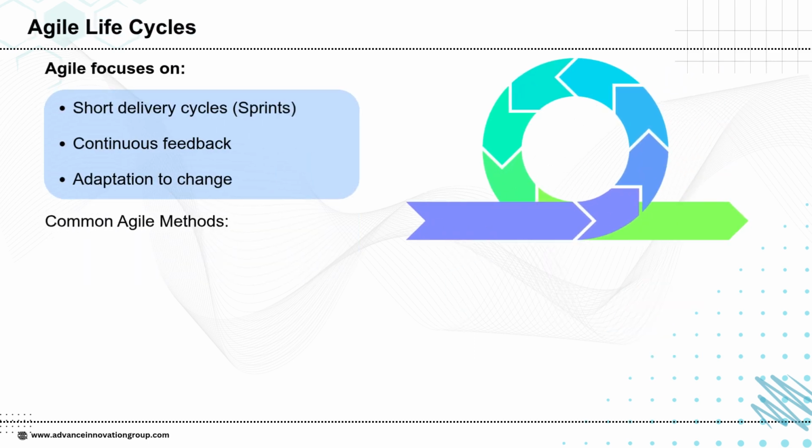Agile life cycles focus on fast delivery through short sprints, continuous feedback, and adapting to change. Different agile methods support this. Scrum works in sprints with daily stand-ups and backlog management. Kanban maintains continuous flow with WIP limits to avoid bottlenecks. XP improves code quality using techniques like pair programming and TDD. Crystal adapts team processes based on team size and criticality.